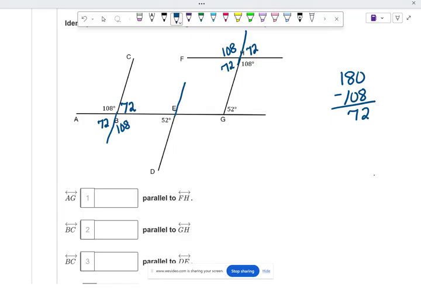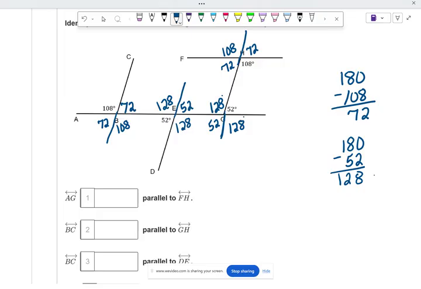Here for segment ED, I can fill in 52. To find the other two angles, I would do 180 minus 52, and I get 128. And last, I can extend segment HG, fill in my 52. Y'all, I just did that subtraction. Thank goodness I don't have to do it again. And I have 128 for those missing angle measures.